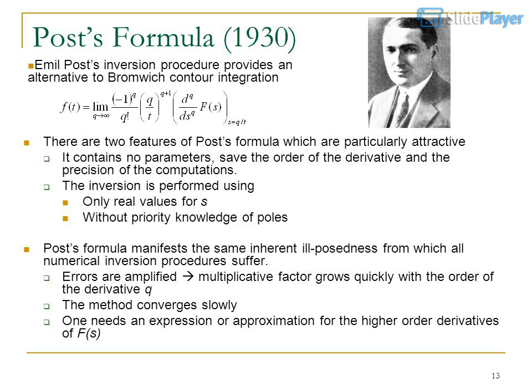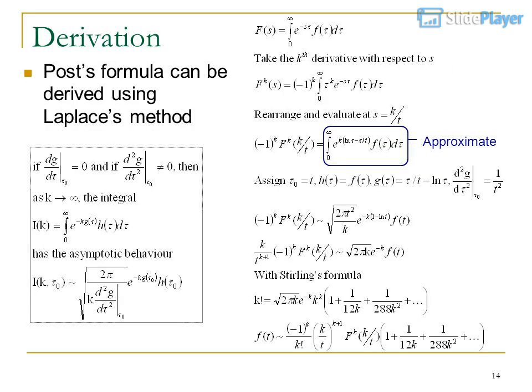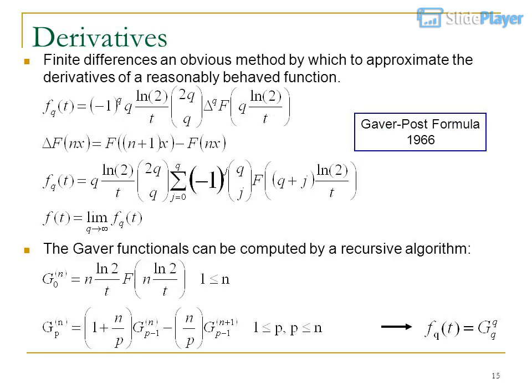Errors are amplified. The multiplicative factor grows quickly with the order of the derivative k. The method converges slowly. One needs an expression or approximation for the higher-order derivatives of F(s). Derivation. Post's formula can be derived using Laplace's method. Approximate derivatives. Finite difference is an obvious method by which to approximate the derivatives of a reasonably behaved function. The Gaver functionals can be computed by a recursive algorithm. Gaver, Post's formula.